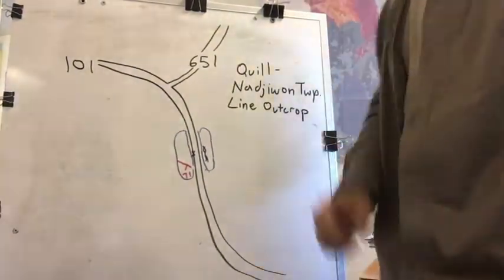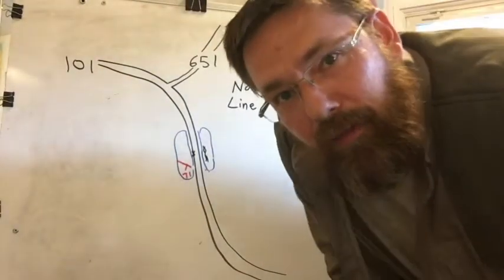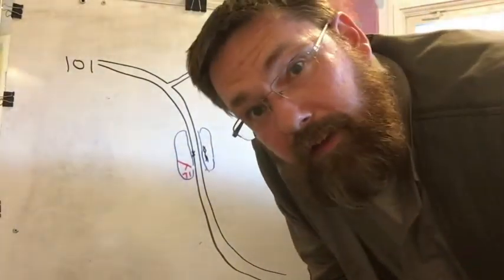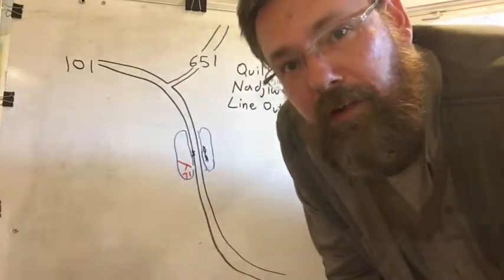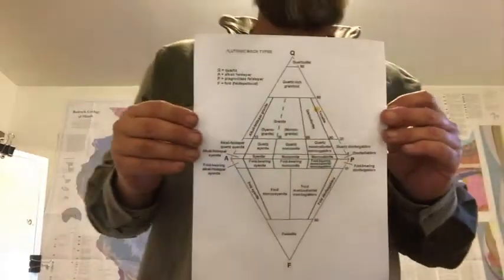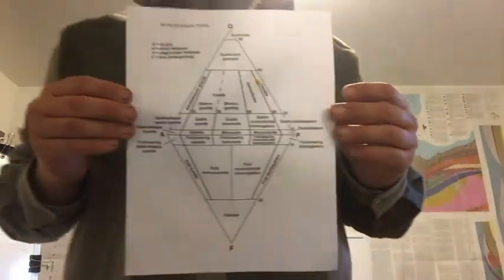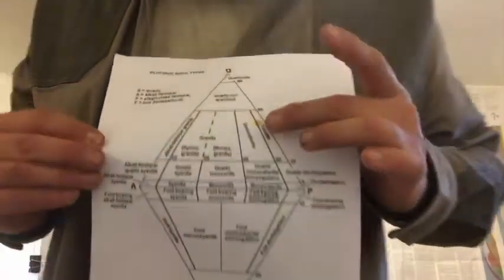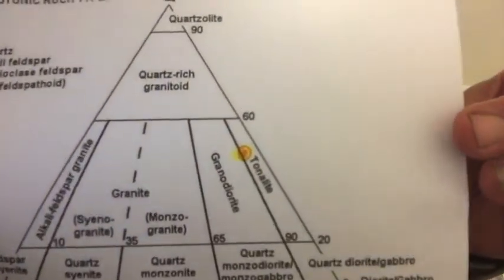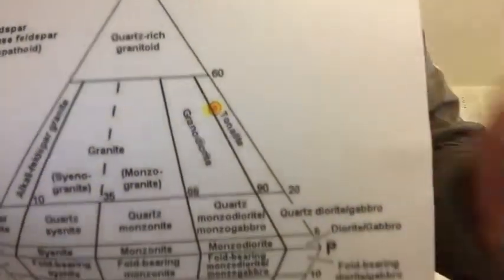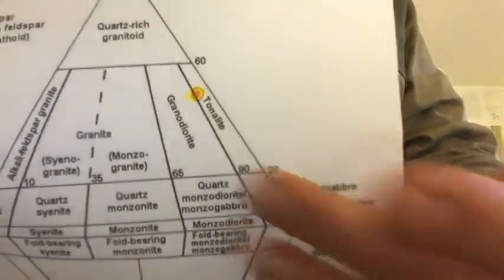I've still got a little time left, but when that sun goes down, I have more than enough time to show you what I want to show you. Back to the QAPF diagram I showed you earlier. You may have noticed that right there is where our rock specimen plots, and as you can see, it's really close to granodiorite.